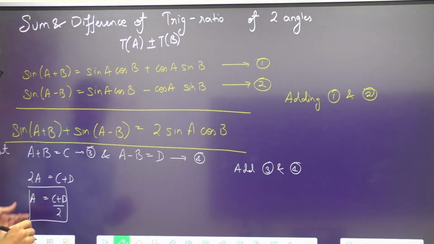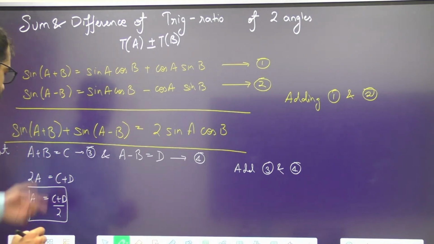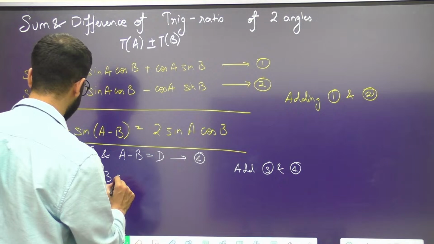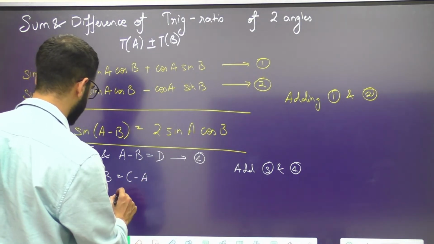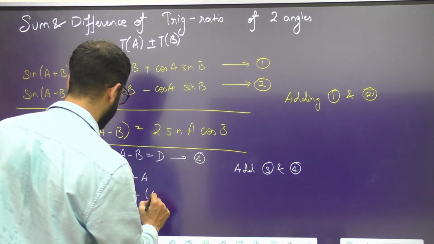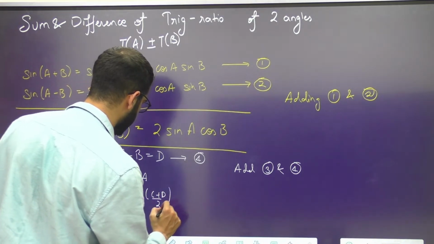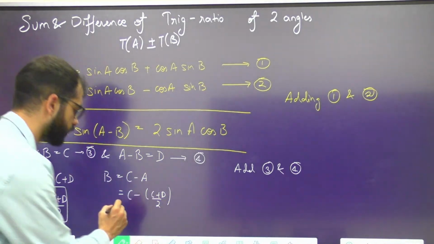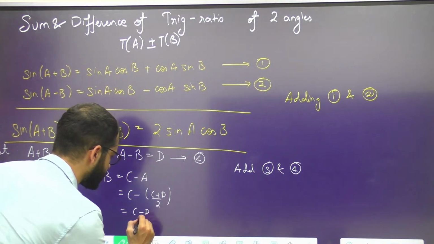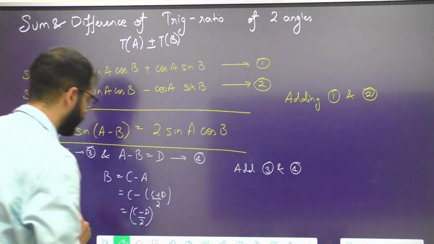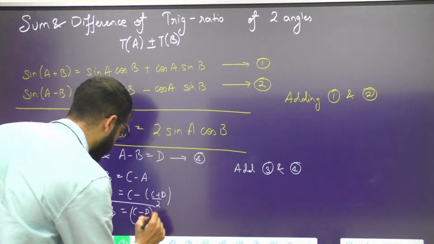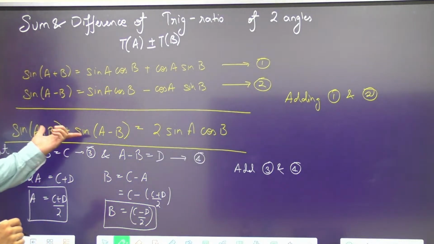And if A is equal to (C plus D) upon 2, let's use the third equation. I can say B is equal to C minus A. Substituting the value, I'll get C minus (C plus D) divided by 2. This becomes (2C minus this term), so it will be (C minus D) upon 2. So now I have the values of A and B, which I am going to substitute in this expression.